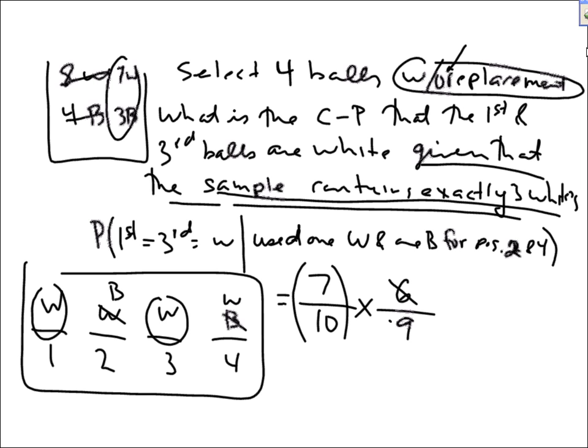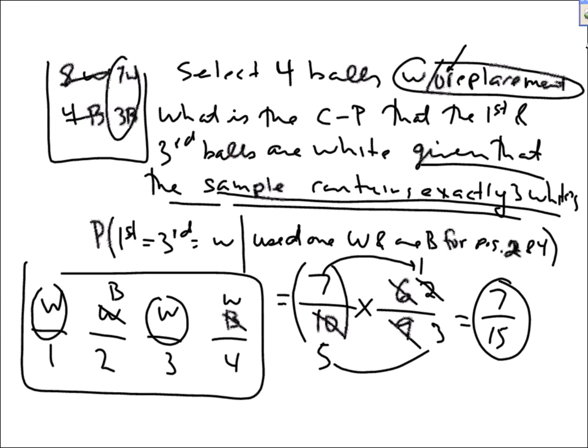3 happens to go into both of these numbers 2 times and 3 times. 1 from the top, 1 from the bottom. And 2 goes into these 2 numbers, 1 time and 5 times. 7 times 1, 5 times 3. 7 out of 15 times, you will get a white in the first and the third position.